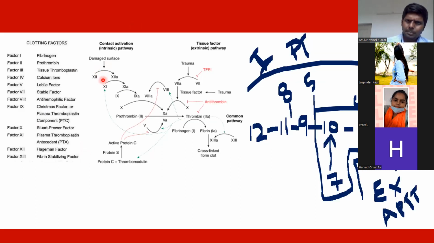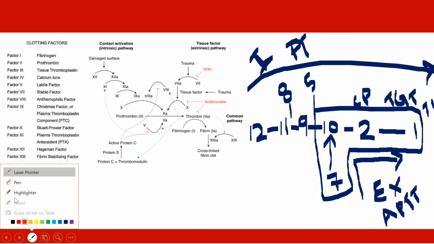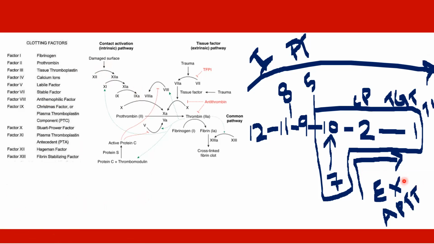So in the intrinsic pathway, I have given you a very shortcut approach to understanding this. In the last lecture, I made a blunder, and I want to rectify that mistake here. Let me take an eraser. I guess I cannot use an eraser here. Let me take a highlighter then.